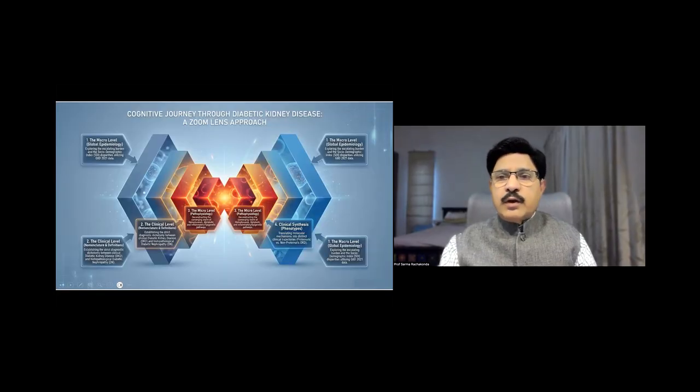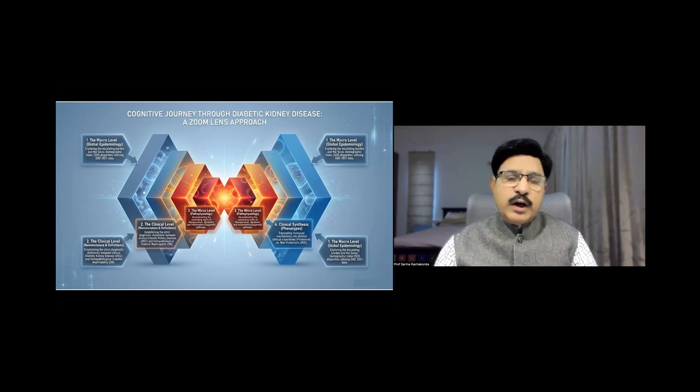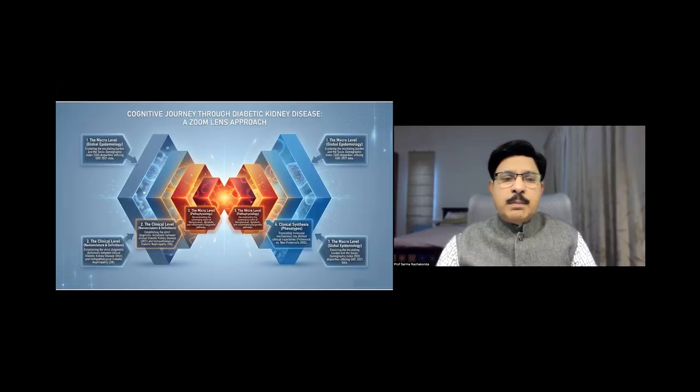Now you see there are 4 aspects here. The cognitive journey through diabetic kidney disease, a zoom lens approach. The first one is at the macro level, global epidemiology, what is happening, exploring and escalating the burden and the socio-demographic disparities between different countries, utilizing the GBD 2021 data. The second one is, of course, the clinical level. First is the epidemiological level, macro level.